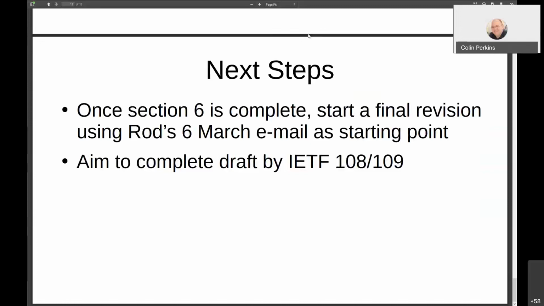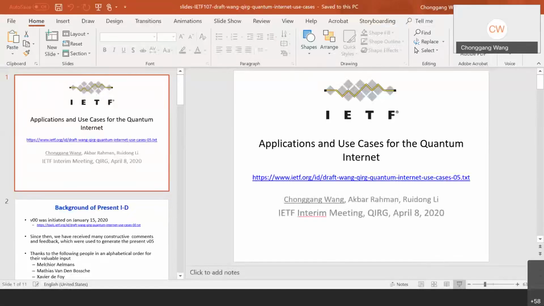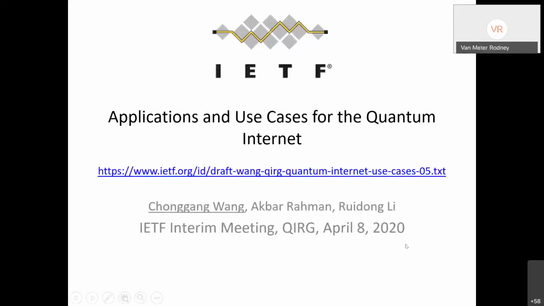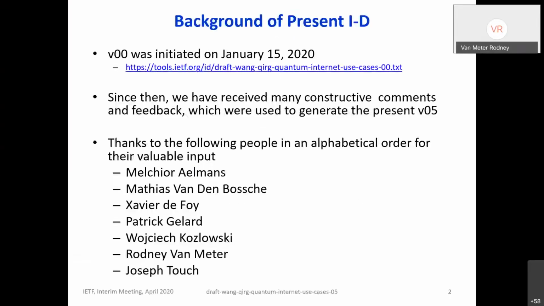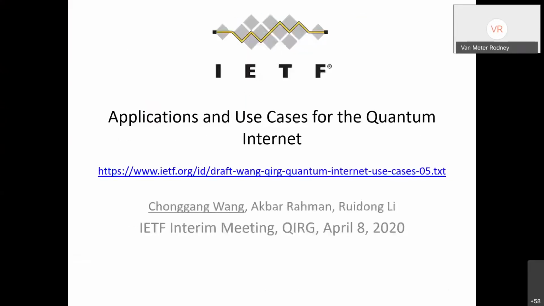Great, thanks. Let's move on to the next item on the agenda, which is the last one, I think. Draft Wang QIRG quantum internet use cases. Who's the presenter for this? Right, me, Chonggang. I'm going to present this draft. Let me share my slides. We see your app there. Looks like it's in full screen. Try changing the slide. Yeah, perfect. Okay, go ahead.